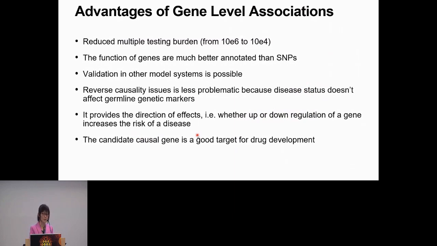Also, the functions of genes are much better annotated. You can try to validate in other model systems. Reverse causality that I mentioned before is not such a big issue. And also there is the direction of the effect. If you know that a higher expression level of a gene is associated with high risk of a disease, maybe lowering that expression, downregulating the gene, may be a good therapeutic strategy. So that means that the candidate genes can be good targets for drug development.